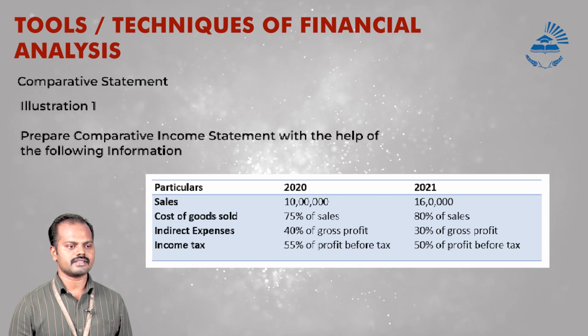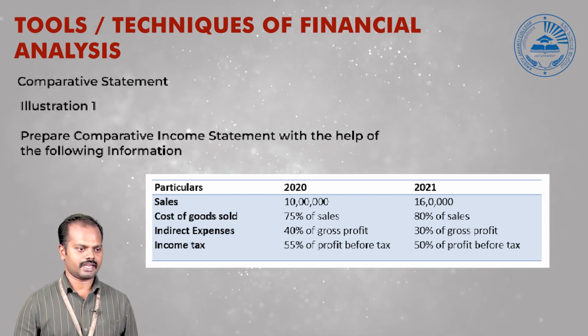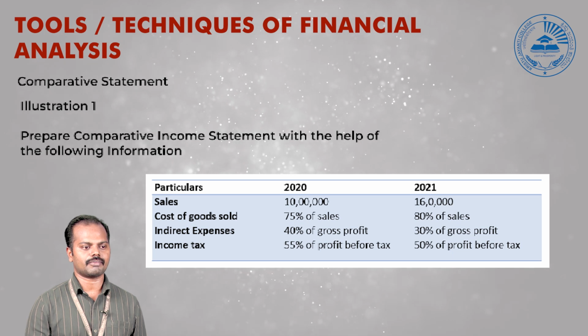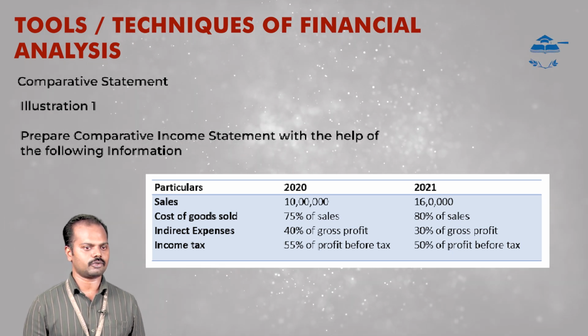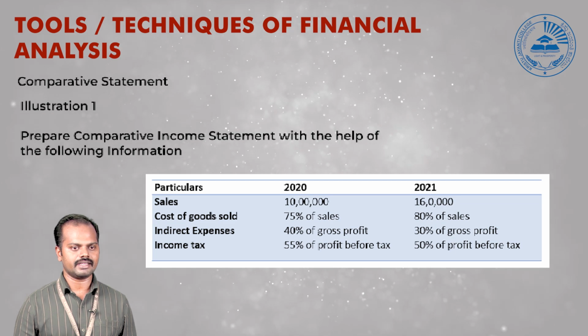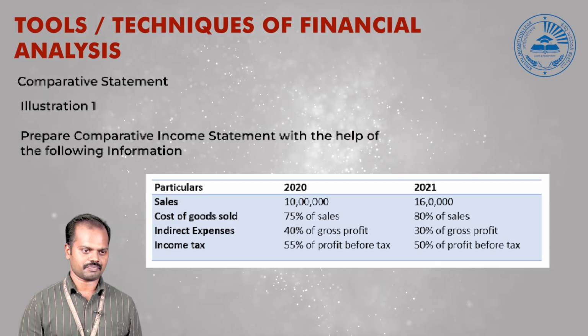And if you are minusing the indirect expenses, we will get operating expenses. And if you are minusing income tax, we will get the profit after tax. So here 2 years are mentioned, 2020 and 2021. So how much is increasing, and we are calculating the percentage of increase or decrease.